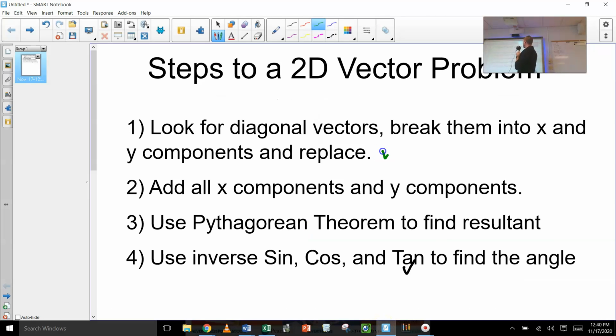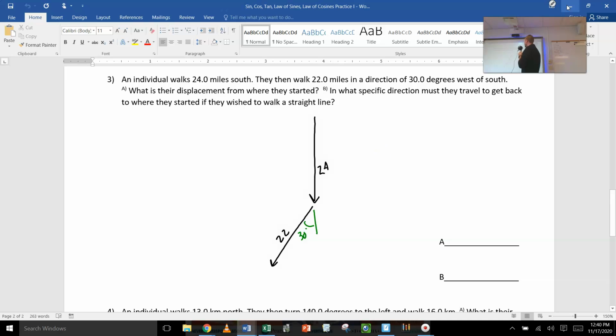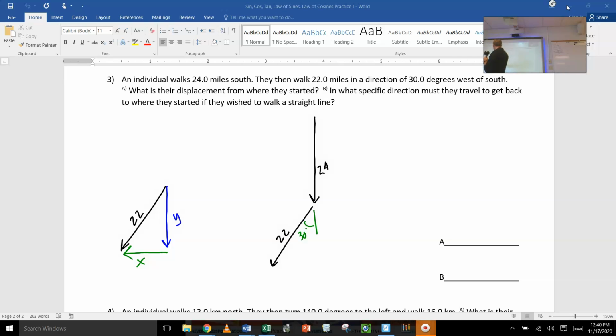Look for diagonal vectors and replace. So there is a diagonal vector here. It's this 22. I'm going to take this 22 and break it into its x and its y components. This being 22, and then this angle is 30 degrees. I'm going to use sine and cosine here to find my x and my y components.